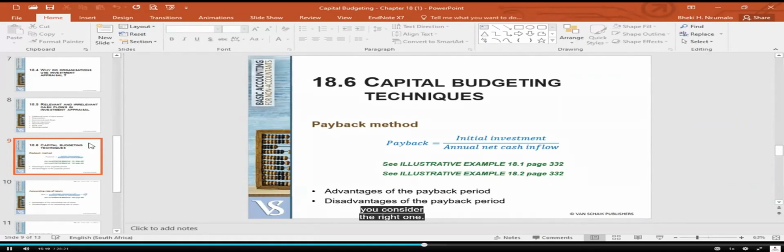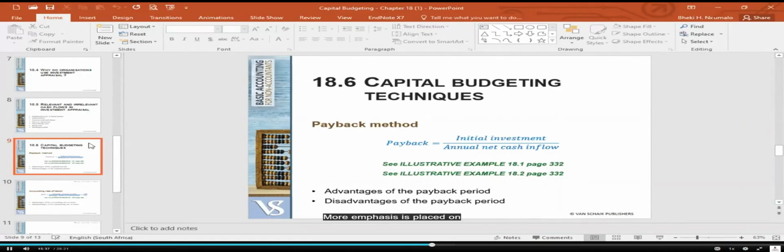All right, there are advantages and disadvantages of the payback period. It's simple to calculate and easy to understand because you use the same formula to work out the payback method. More emphasis is placed on earlier cash flows, as they are likely to be more accurate than cash flows that come in later years.